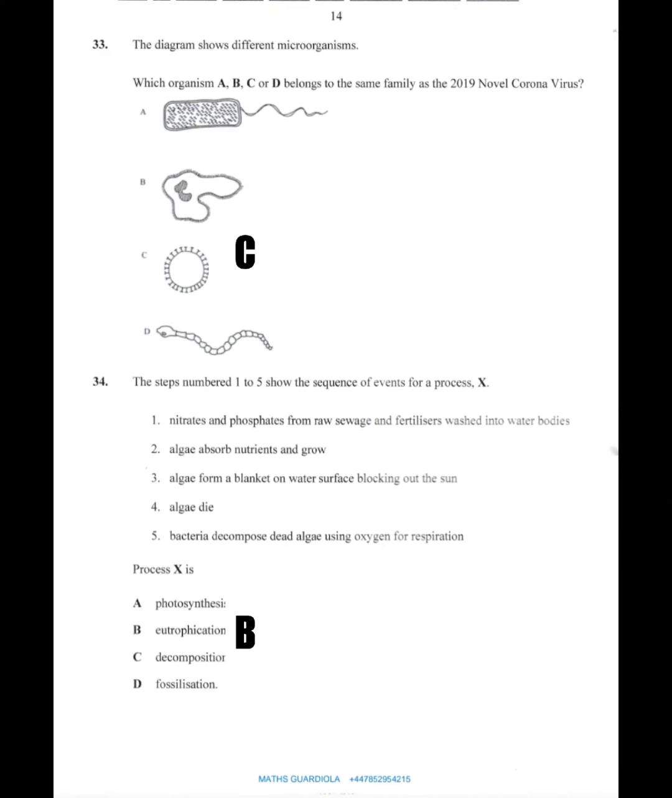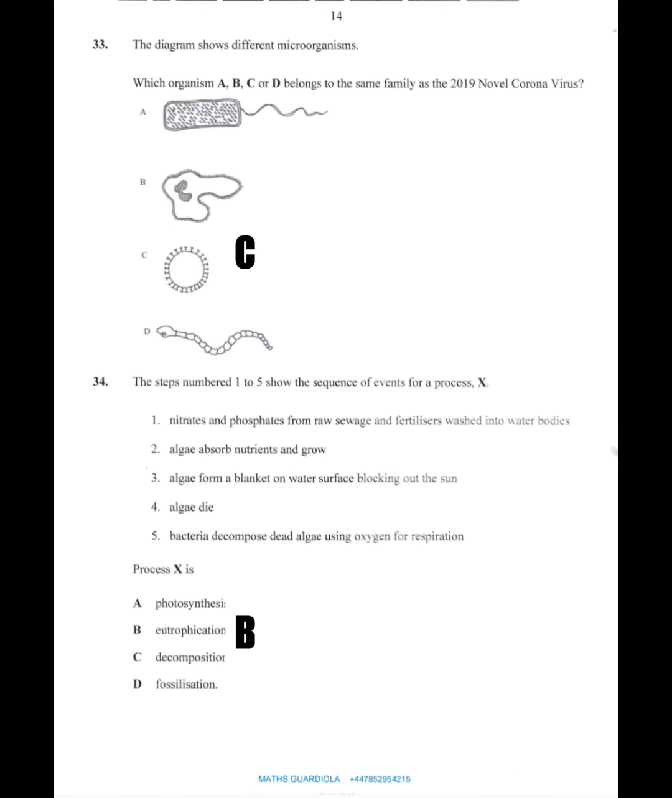Number 33. The diagram shows different microorganisms. Which organism, A, B, C, or D, belongs to the same family as the 2019 novel coronavirus? We are going to select C as our answer. Viruses have tiny protein protrusions on their surfaces.